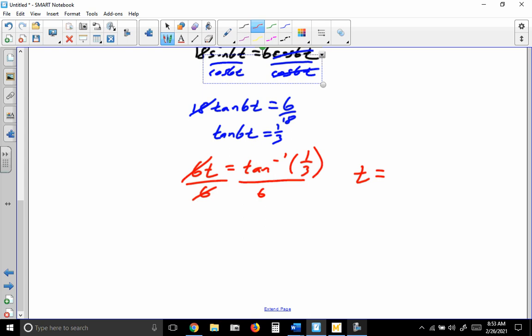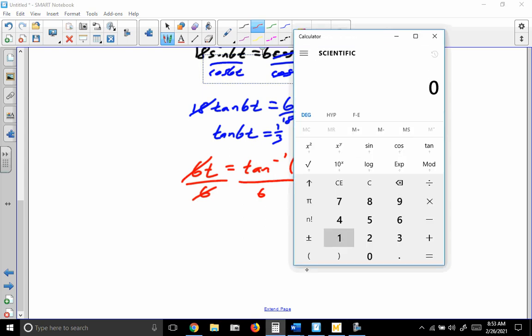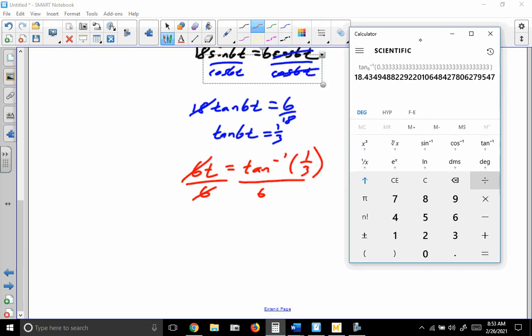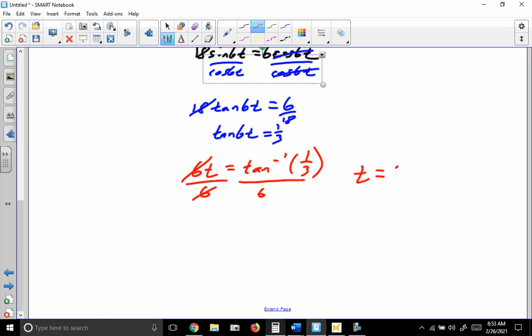So if we take that and put it in our calculator, we have 1/3. We're going to take inverse tangent of that, and then we're going to divide that by 6, and we get about 3.072. So they want to know, well, what is the stretch? What is the largest y value that we get?